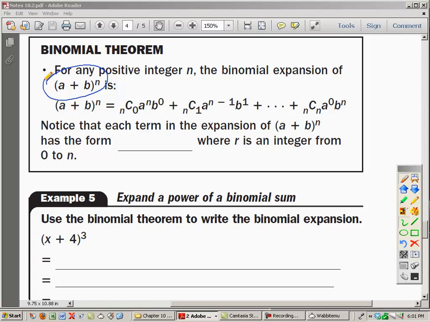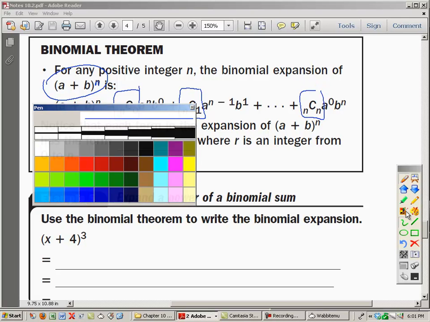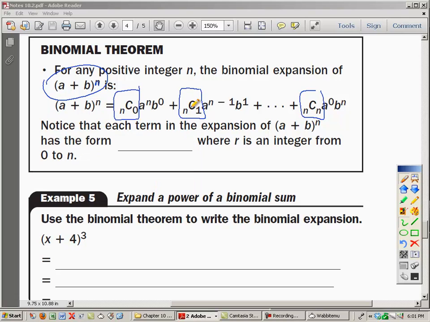those types of things. Whatever n is, whatever that power is, the coefficients of each term become the entries in Pascal's triangle. All right, so n choose 0, n choose 1, n choose 2, n choose 3, etc., all the way up to n choose n. Now I want you to take a look at the powers of a. I'm going to pick a different color here.